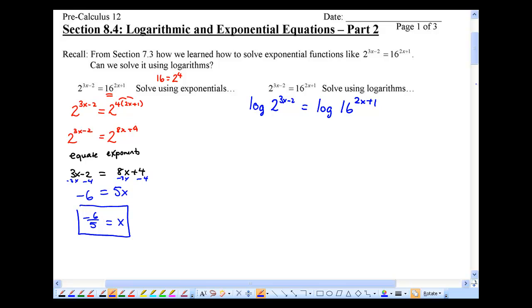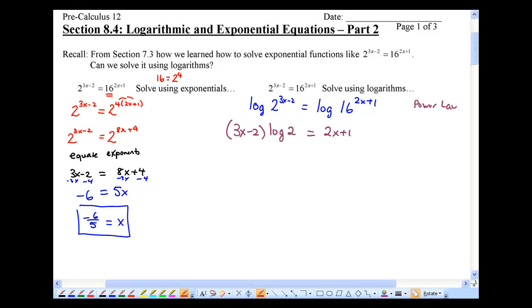What are my log rules? Well, I've got exponents. So what can I do with the exponents? Yes, by the power law, I'm going to bring the exponents down. So I'm going to bring the 3x minus 2 down. I'm going to put a bracket around that because I want you to understand that that whole thing is multiplied by log 2, sorry, it's log 2. I'm going to do the same thing with the 2x plus 1.